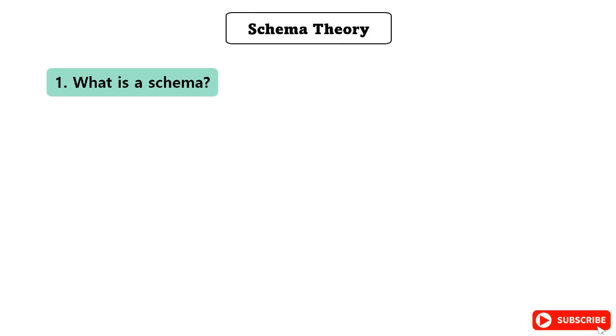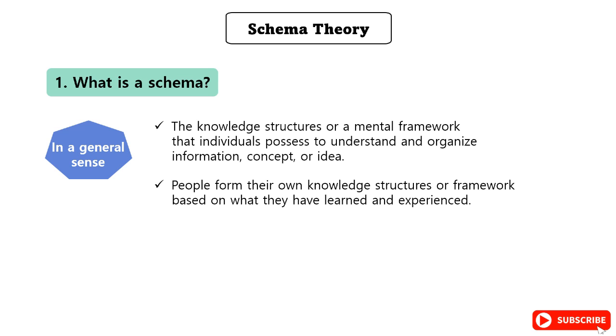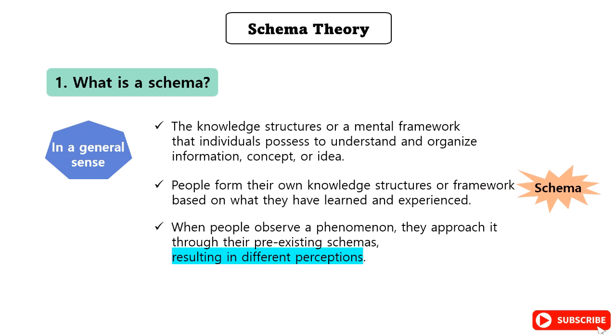To understand schema theory, we must first understand what a schema is. Schema, in a general sense, refers to the knowledge structures or mental framework that individuals possess to understand and organize information, concepts, or ideas. People form their own knowledge structures or frameworks based on what they have learned and experienced. This is what we call a schema. Therefore, when people observe a phenomenon, they approach it through their pre-existing schemas, resulting in different perceptions.